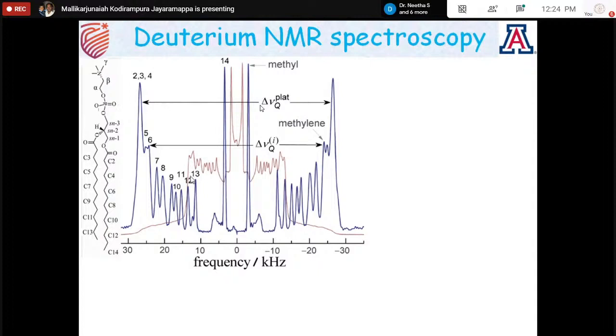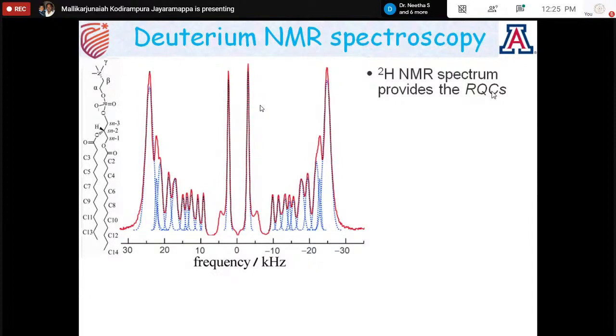Whatever signals we are getting, the same notation we can apply here also. Now, as you can see, for the methyl group, the 14th carbon, the distance between these two peaks is very, very small. But at this point, the distance between these two groups is very large. Let us try to understand what we can get out of measuring the distance between these two peaks, which we call quadrupolar splittings. Deuterium NMR provides residual quadrupolar coupling constants.